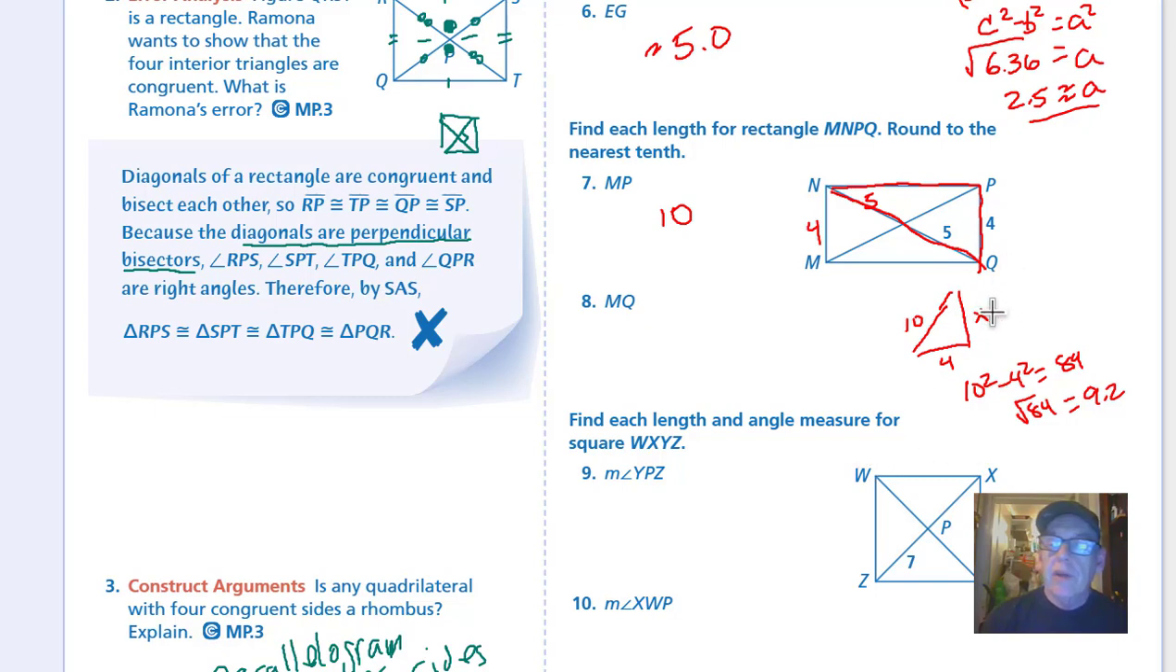So we found out that x was 9.2. And in terms of this triangle, we got our 10 and our 4. This is 9.2. So the length of MQ is the same as this one we just found, 9.2.